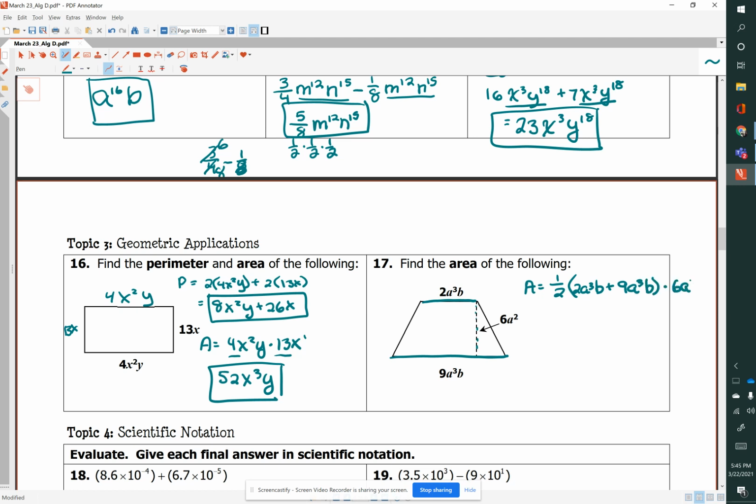multiplied by 6a squared. So let's do the parenthesis first. So that would be 1/2 times 11a3b times 6a squared, and 11 times 6 is 66. Half of that is 33. And we have to add the exponent. 3 plus 2 is 5, and we have our b. And that's our final answer.